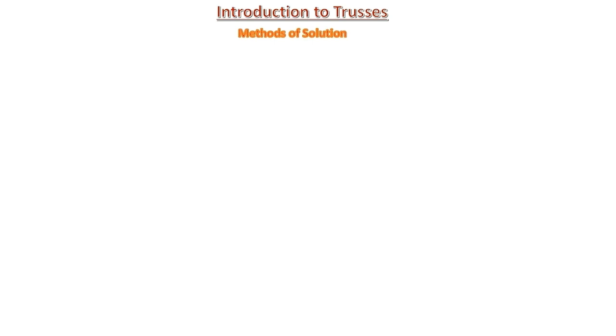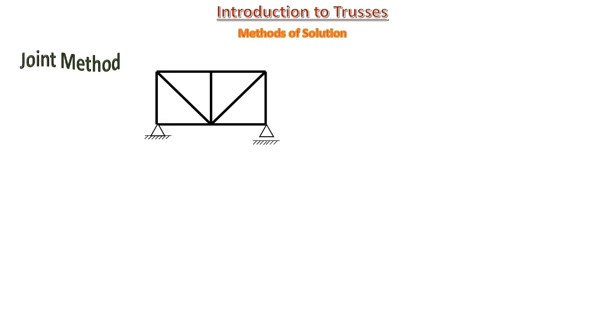Methods of solution of truss members. We have two methods of solution. The first one is the joint method. We have our truss here with all external forces applied on it.